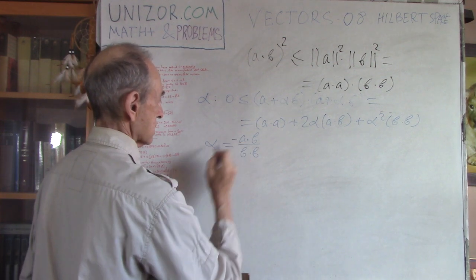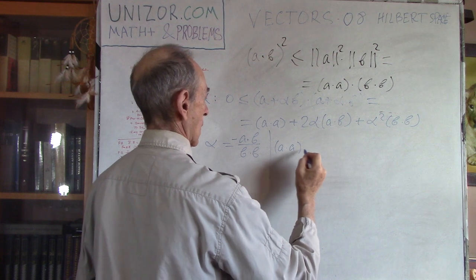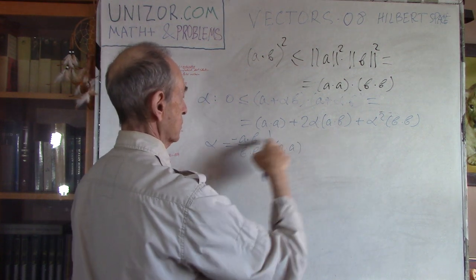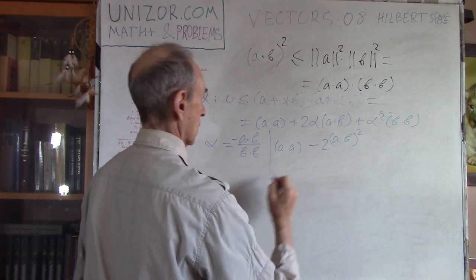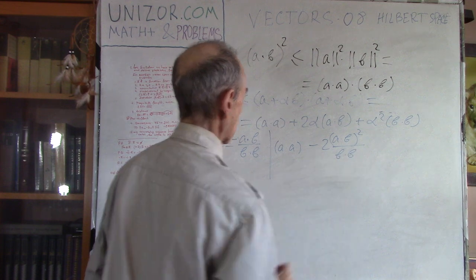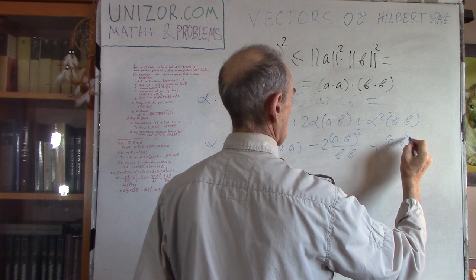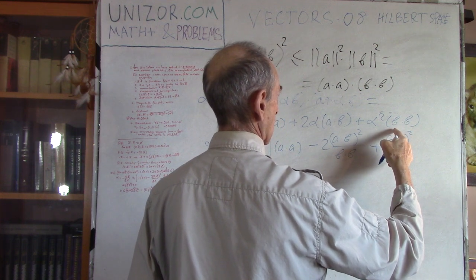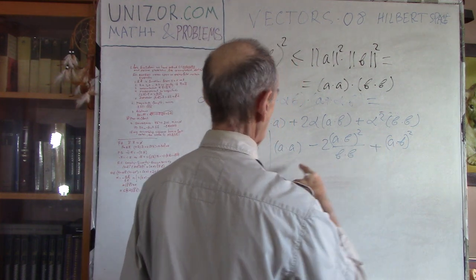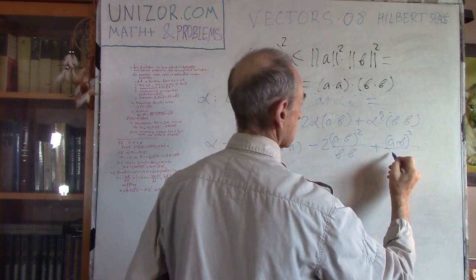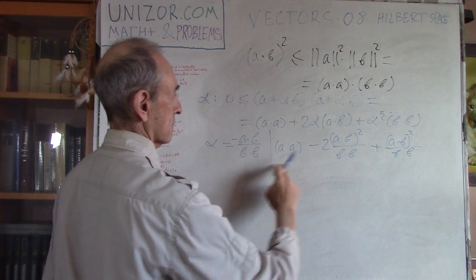So what happens? And let me just add a minus sign here, okay? So I will have, again, AA. Now, plus 2 alpha AB would be minus 2 (AB) square divided by BB, right? And here I will have plus (AB) square divided by (BB) square, but I have BB there, so I will have single BB here. So I still have 0 less than this expression.